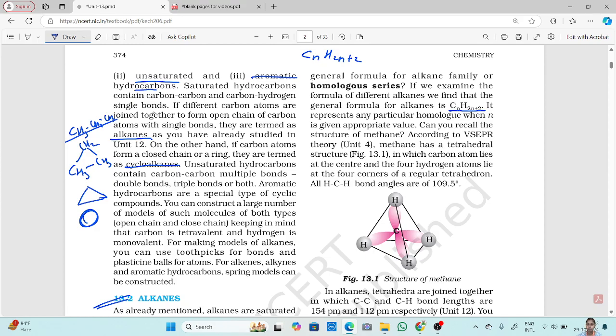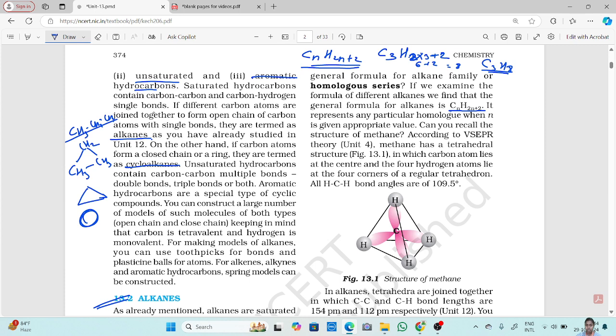Now how will you solve? For example, for propane we will take 3 carbons, right? C3H, 2 into 3 plus 2. Now 2 into 3 is 6, 6 plus 2 is 8. So what is the formula we had found earlier? It is C3H8. So this is how we calculate the formula for alkanes. This is the formula, that is CnH2n+2. It represents any particular homologue when n is given an appropriate value.